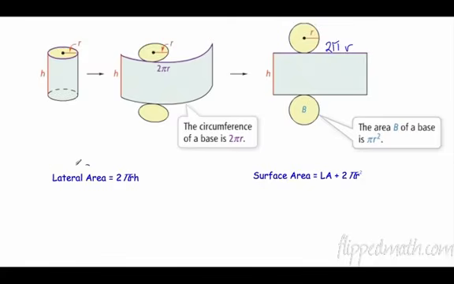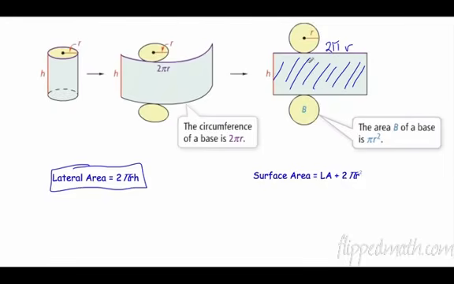And that sounds like a formula, and it is. 2 pi r times h. That is our lateral area. All this right here, our lateral area, 2 pi r times h. And that's because we rolled that out.